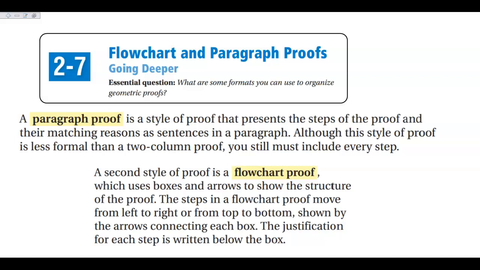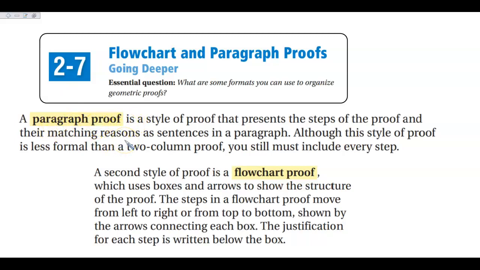Hey everyone, we are looking at section 2.7, which is looking more at proofs. This time we are going to look at paragraph proofs and flowchart proofs, okay? The first kind of proof that we're going to talk about is a paragraph proof.